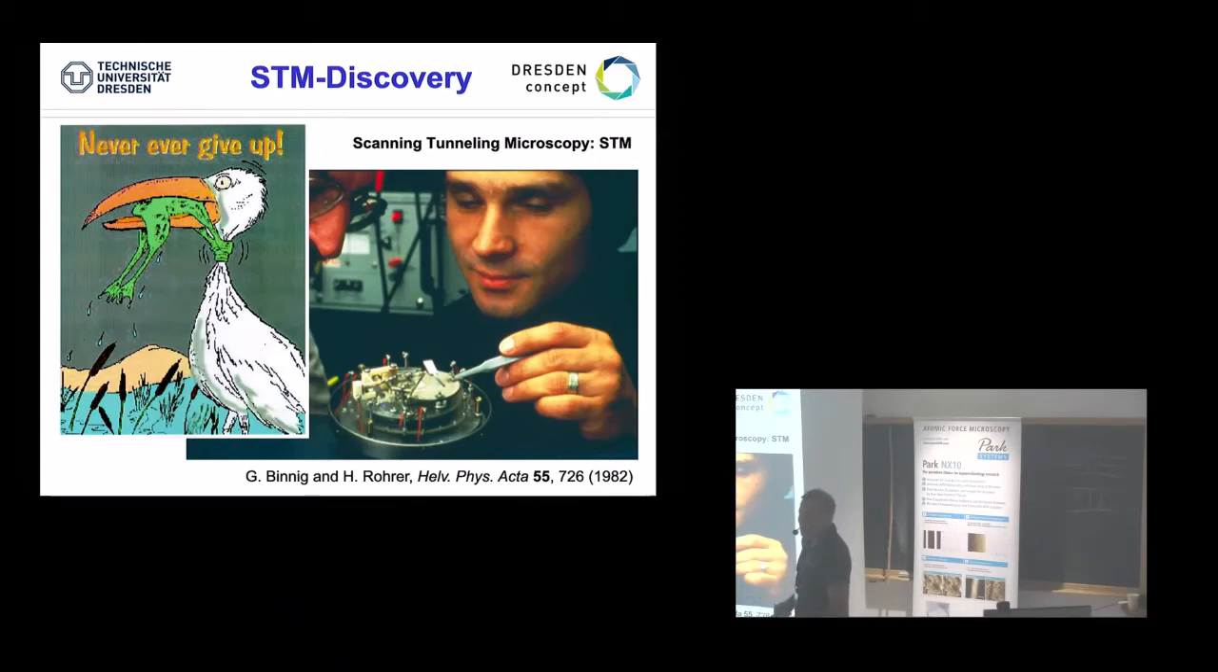So they didn't give up. They went for that, and this is exactly why the first publication, in 1982, is in a Swiss journal, Helvetica Physica Acta, and hence not something published in a highly ranked, highly cited journal. But that's exactly the message: don't give up. Even if you have some pitfalls, there's definitely some bright light at the end of the line, of the tunnel.